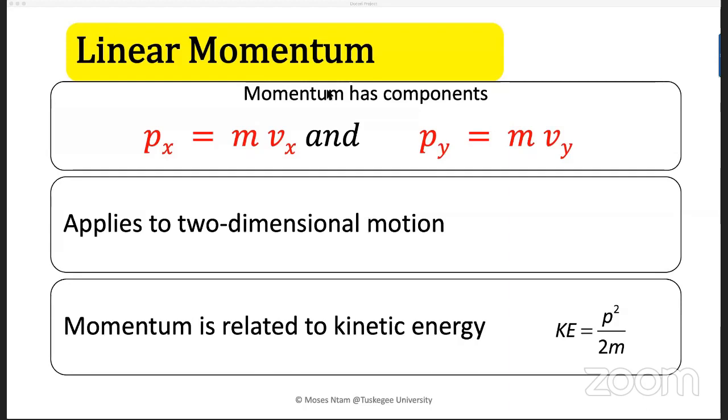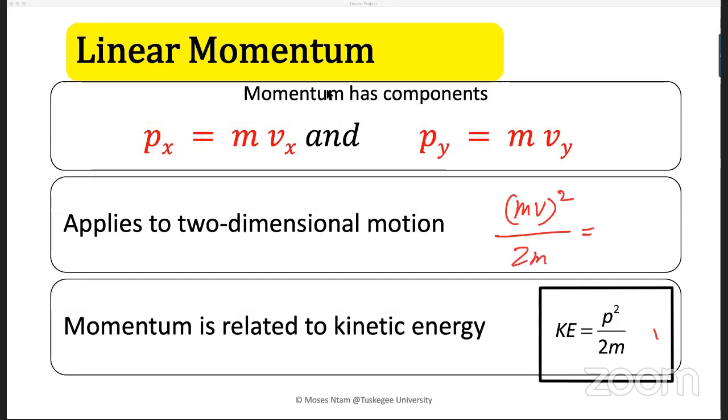So momentum is also related to the kinetic energy of a system or particle, and the relationship is shown here. So KE equals p squared divided by 2m. And it's easy to show that this is a valid equation because p is m times v. If you square this and divide by 2m, you get m squared v squared divided by 2m. One of the m's will cancel. And then you're left with mv squared over 2, or just 1/2 mv squared, which is the equation for translational kinetic energy.